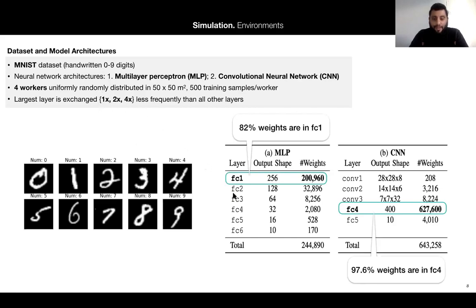2x means every layer except the largest layer is still shared every iteration, but the largest layer is shared every other iteration. And for 4x, the largest layer is shared every 4th iteration. So as we share the largest layer less frequently, we are reducing the communication overhead per iteration.